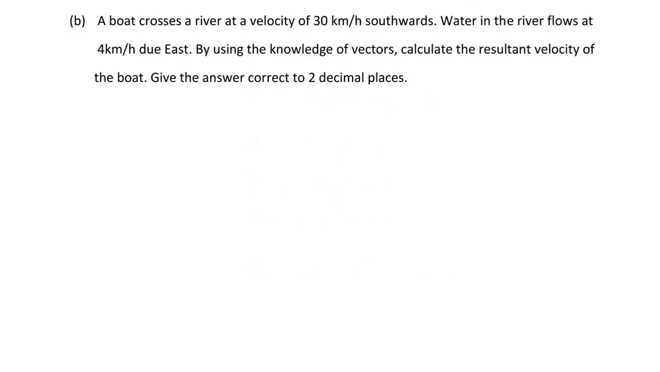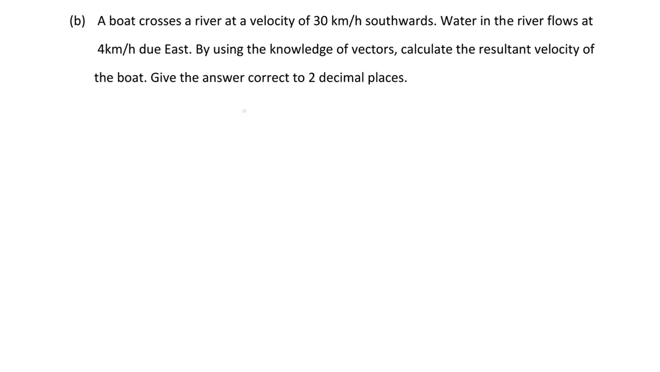Part B. A boat crosses a river at a velocity of 30 km per hour southwards, and water in the river flows at 5 km/h due east. By using the knowledge of vectors, calculate the resultant velocity of the boat and give the answer correct to 2 decimal places. Okay, so this is the vector problem.